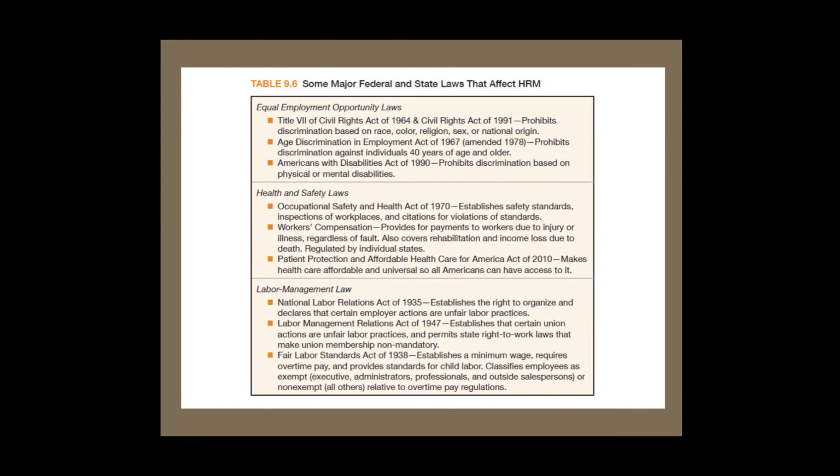Here you see represented from the textbook some major examples of federal and state laws that affect human resource management. You can see them here. The first group, equal employment opportunity laws, dating all the way back to the civil rights era of the 60s, all the way up to the 90s with the Americans with Disabilities Act. Simply federal law that has attempted to maintain the posture of equal opportunity for all protected classes.